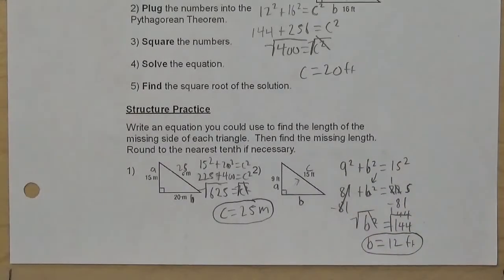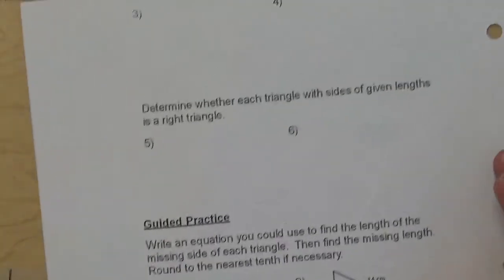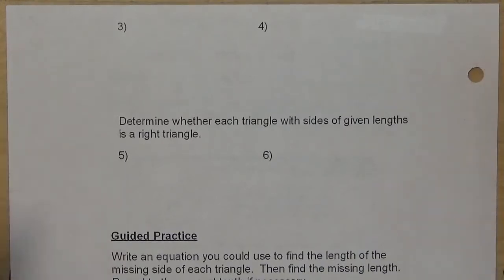Okay, let's do a little more work with this. Let's flip this over to the other side and see what they want us to do. This is just continuing the instructions from the first side. So I'm going to give you two side lengths, and we're going to find the missing side, but this time we're not going to have a picture of a triangle.